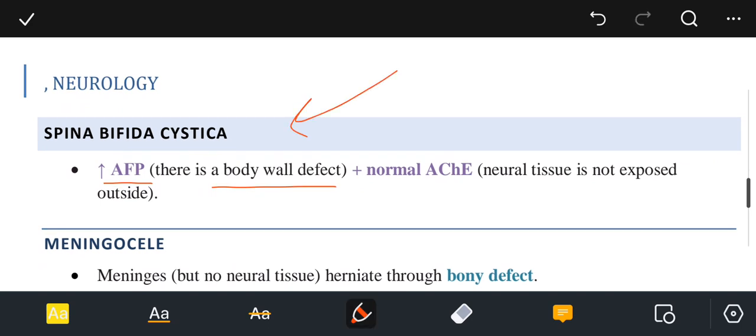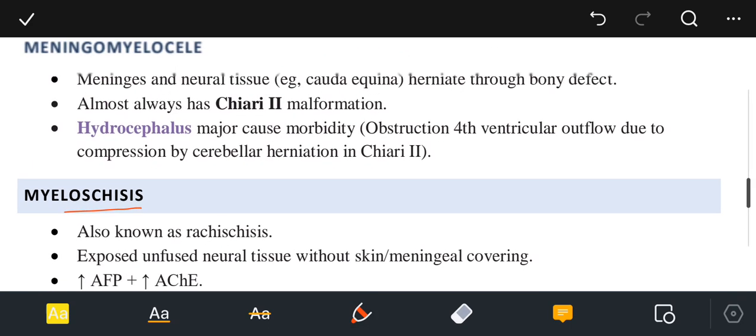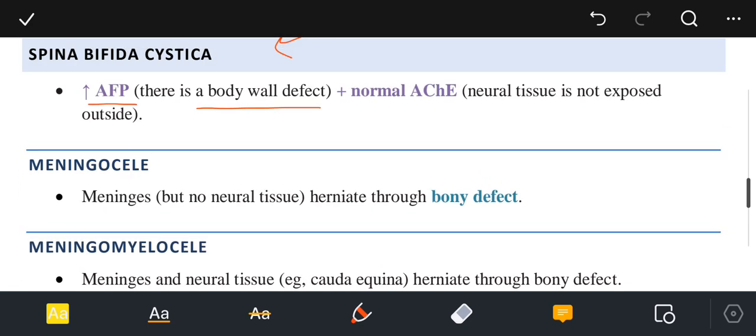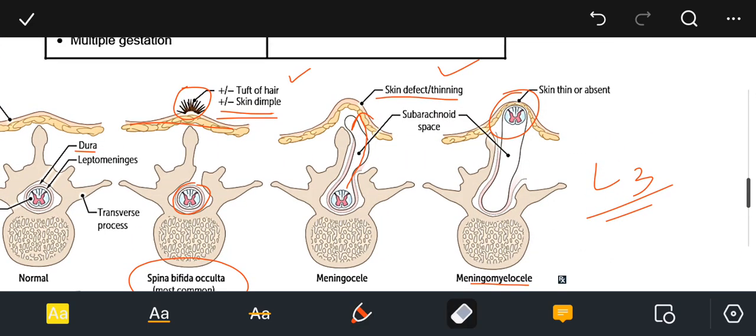And if the skin is also broken, or maybe there's direct communication of the neuronal tissue with the outside environment, that is called myeloschisis, right? We'll see that later on. So the meninges but not the neuronal tissue herniate through the bony wall defect, as we have seen in this picture. Like the meninges are herniating outward, like this one.